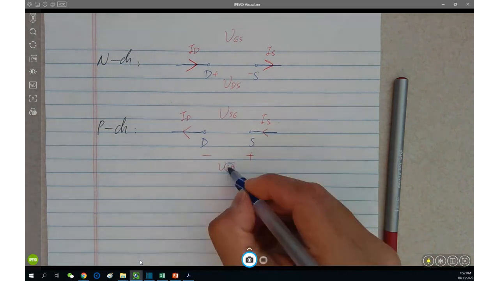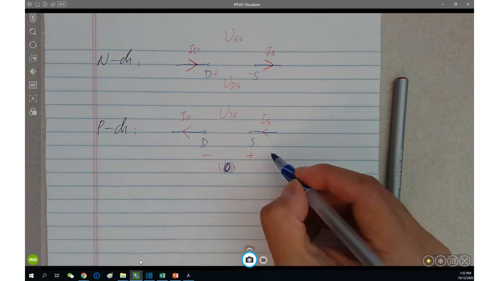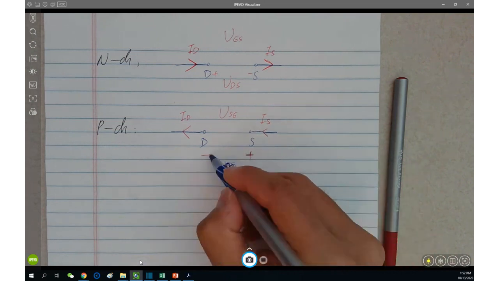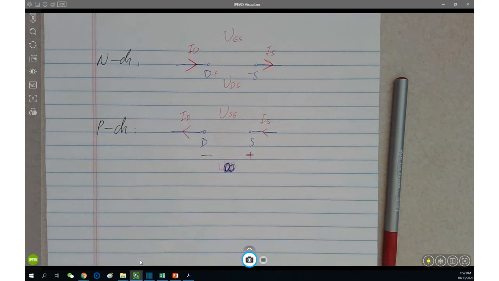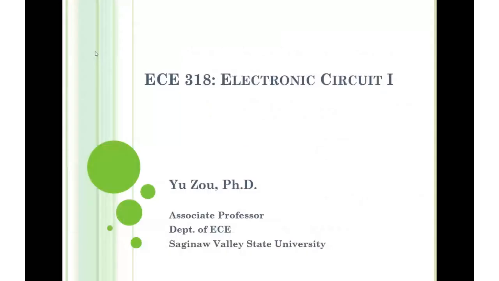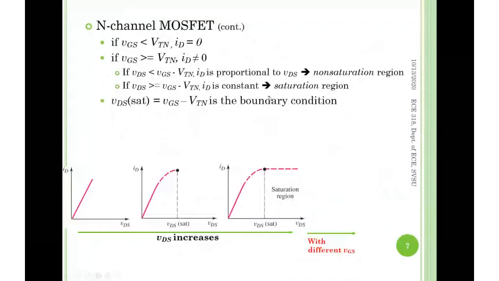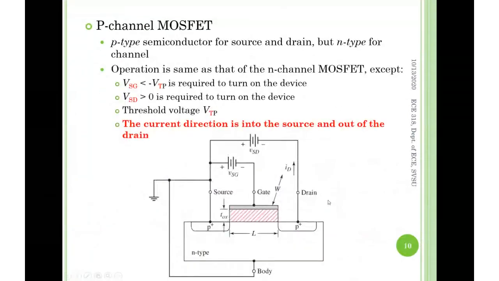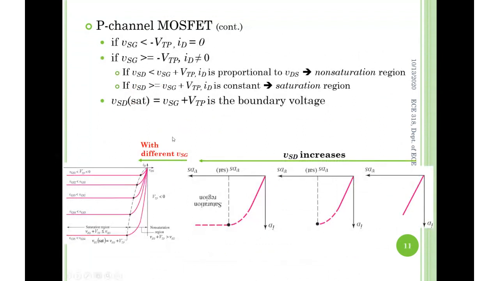Your voltage polarity flipped, and so does the subscript here. The first letter of the subscript always represents the positive polarity. The second letter here represents the negative polarity of the voltage. That makes sense. They change together. Come back to here. The current direction is into the source and out of the drain, just like what we just drew here. Opposite. It's opposite. And does it make sense? Everything is flipped.